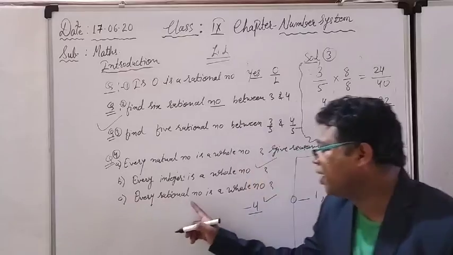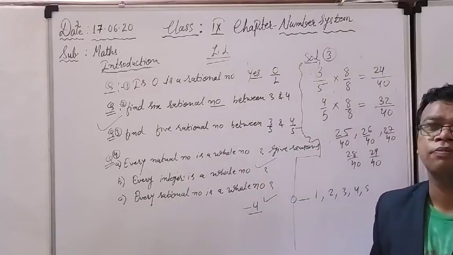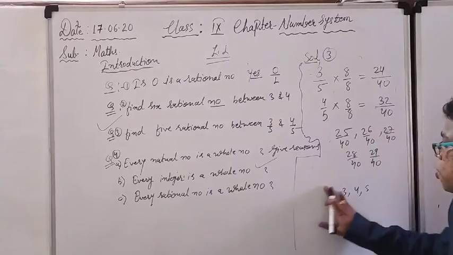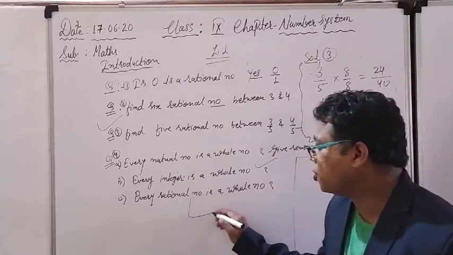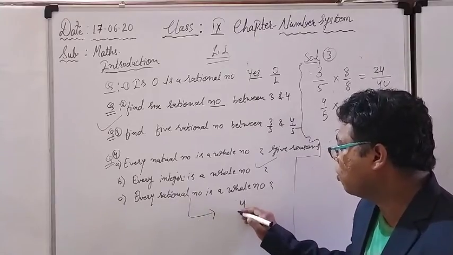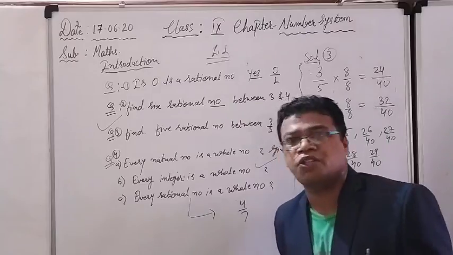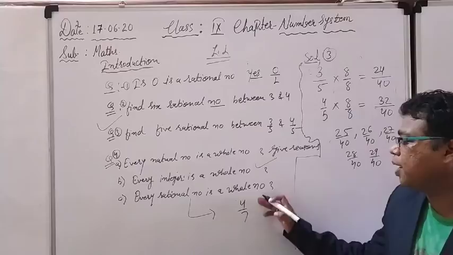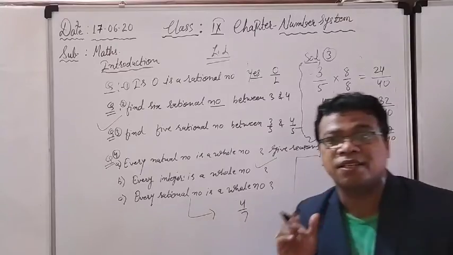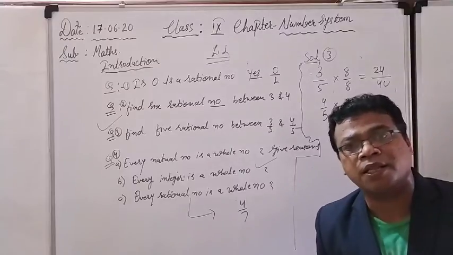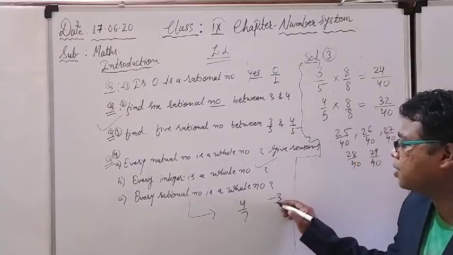C, every rational number is a whole number. Every rational number को क्या आप whole number बोल सकते हैं? No. Why? Suppose I take an example of a rational number, 4/7. 4/7 is a rational number. Why? Because it can be written in the form p upon q, where p and q represent integers. So when we talk about the rational number, rational number में integers भी आते हैं, negative numbers भी आ सकते हैं, -3/5.